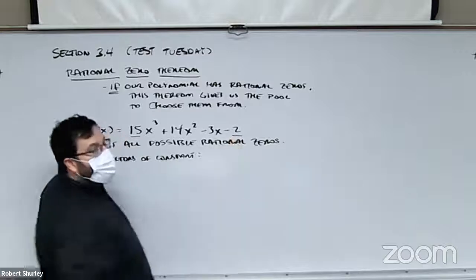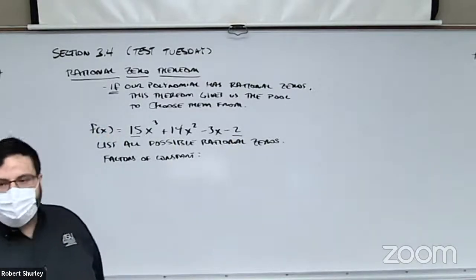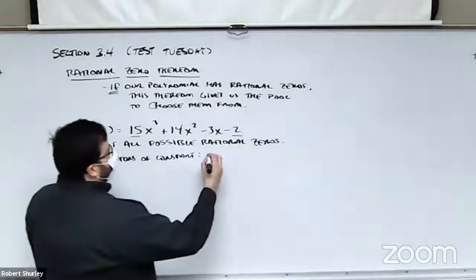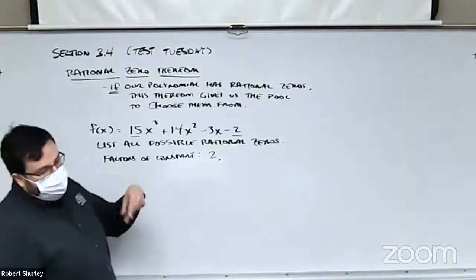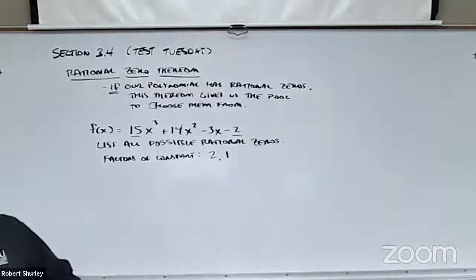Now, the sign doesn't matter. We're just going to look at the number. You can even think of it as the absolute value of that number. Since it's -2, we're really just going to look at 2. The only factors of 2 are 2 and 1, right? Those are the only things that are divisible into 2.